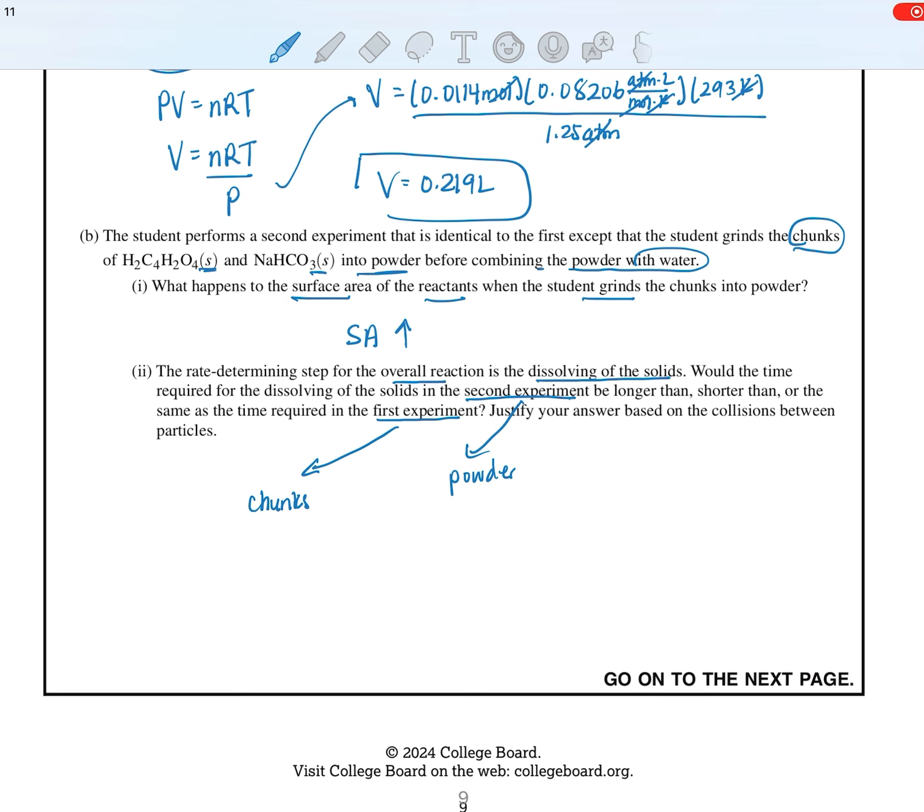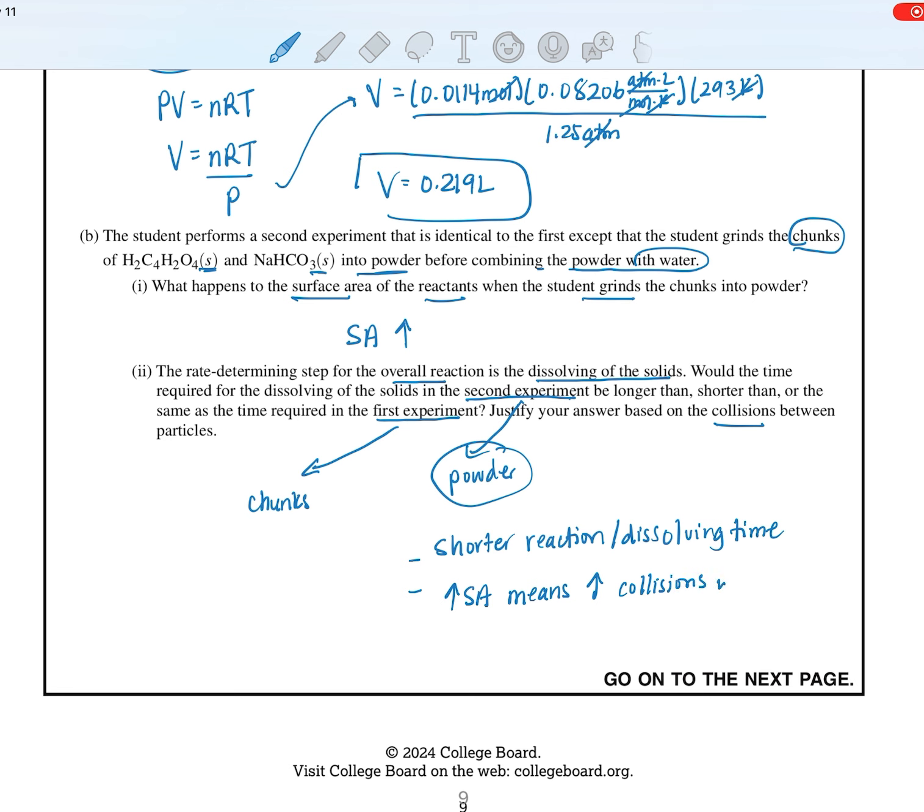So the answer to this is we kind of talked about it. It says here to talk about the collisions, shorter than. So it's going to be faster to dissolve the powder. So I'm going to say this is a shorter reaction or shorter dissolving time. And the reason is because with increased surface area, you're going to have more collisions occurring between the solid and the water, causing your powder to dissolve faster. All right, I'm going to stop here and you can go into the next part to see the answer to question 2 continued.